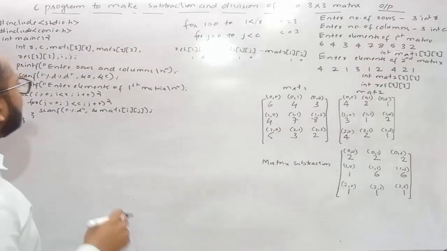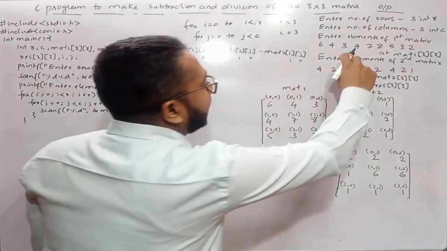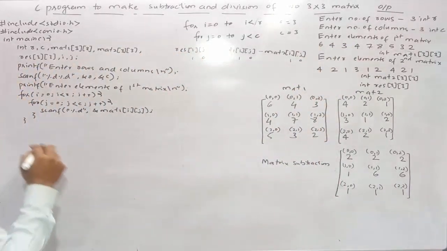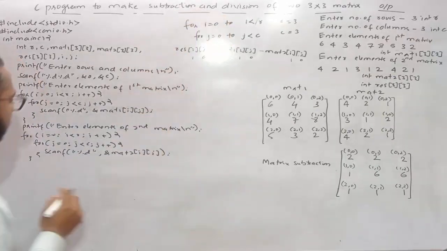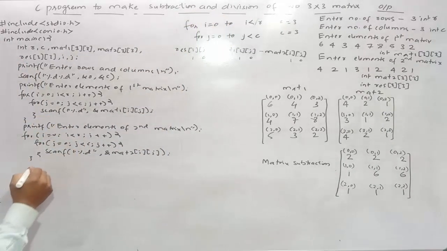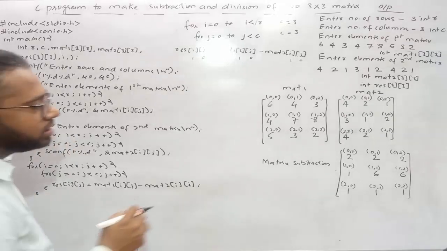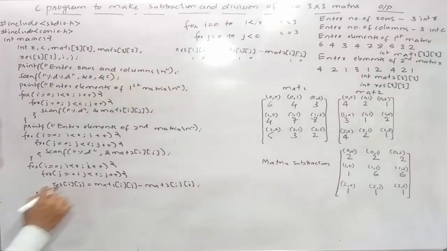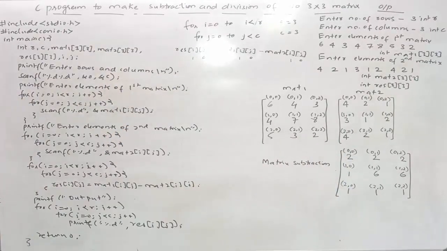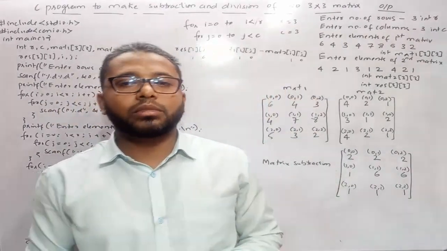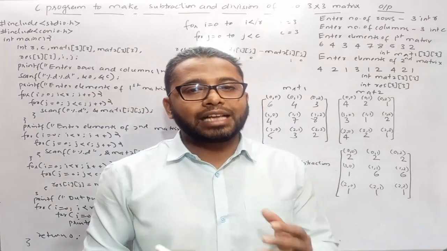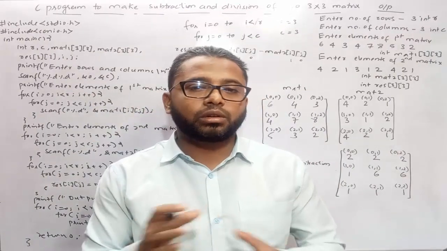Okay. Now I need to accept the second matrix, close the brackets. Now I need to include this code where I'm doing the subtraction, closed. Okay. Now I just need to print the resultant matrix, then close. Okay. So this is how you can write a C program to make the subtraction as well as the division of two 3 cross 3 matrices.